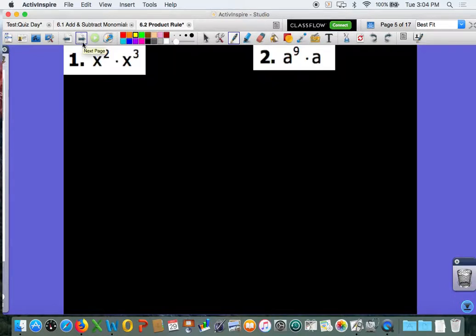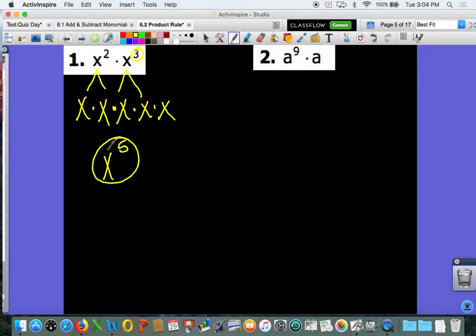Excellent. So I'm going to show you the expanded form for number 1. What I mean by expanded form is this 2 right here at the top actually tells me how many times to multiply x by itself. So this is actually going to be x times x. This 3 up here tells me that I have to multiply x by itself 3 times. So I've got x times x times x. And this falls down here, so everything's being multiplied together. Well, now I can just count how many x's I have. So I have 5 x's.